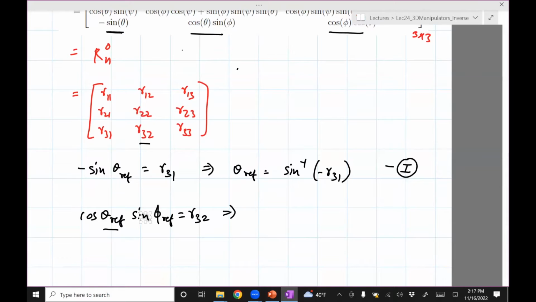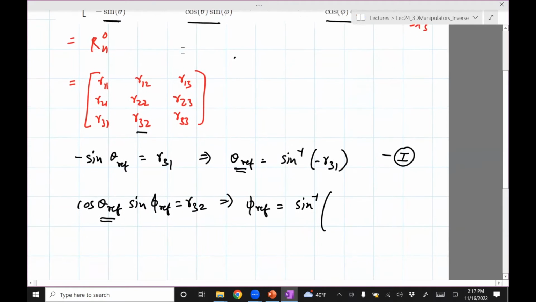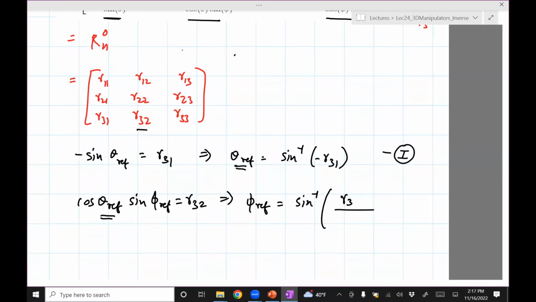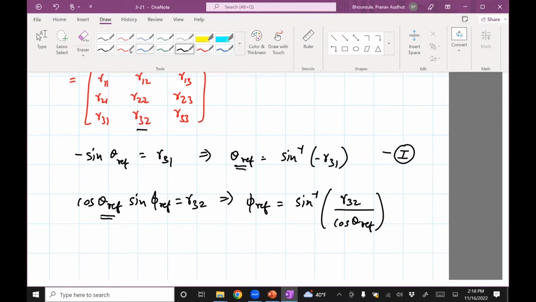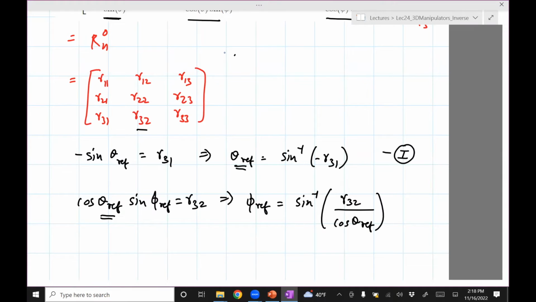Okay, but we know what cos theta ref is. It's computed here. So all we do is we compute phi ref as sine inverse of R32 divided by cosine theta ref, where we'll substitute this theta from equation 1 over here. And once we do that, we have everything else in the bracket is known. And so we can compute phi ref.